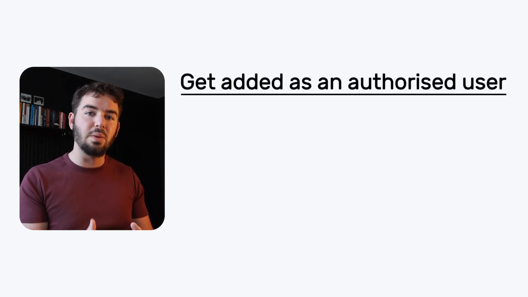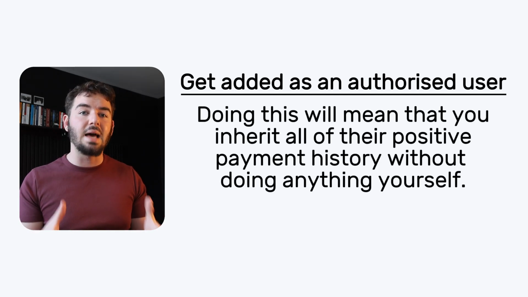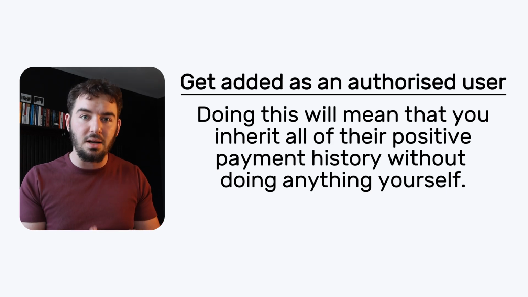Another thing that you can do to build your credit inside of the USA is add a few other trade lines, such as authorized users. And that pretty much means that you are authorized to use someone else's credit card, and through that, you actually inherit all of their positive payment history.